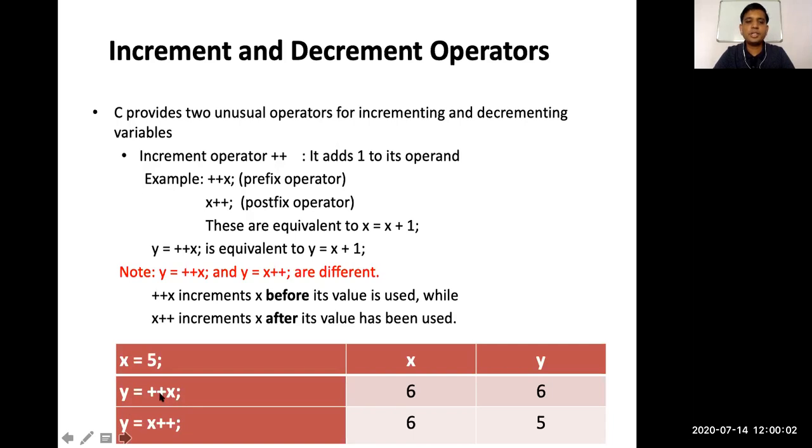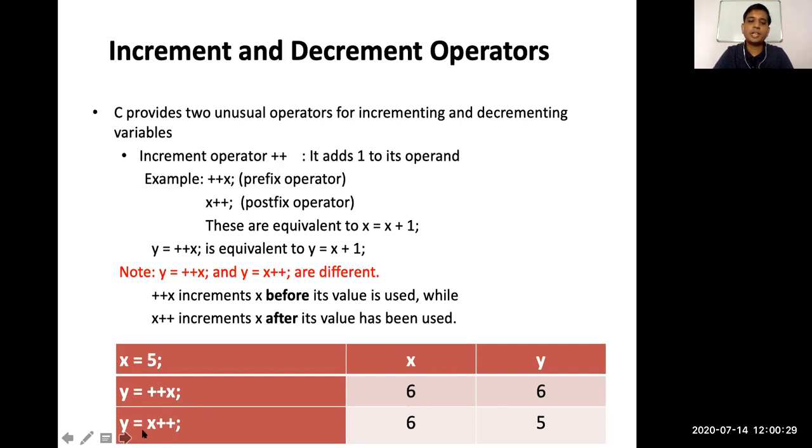So when you are doing the pre-increment first, it means that before solving this expression, you have to increment it. So whatever the value of x is, it is incremented by 1. So x becomes 6 and this 6 value is assigned to y. So it means that the pre-increment happened first, and then the incremented value gets assigned to y.